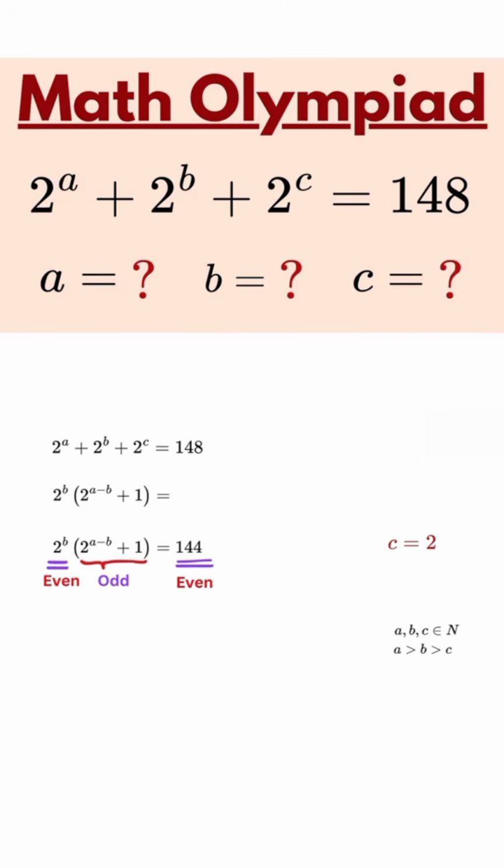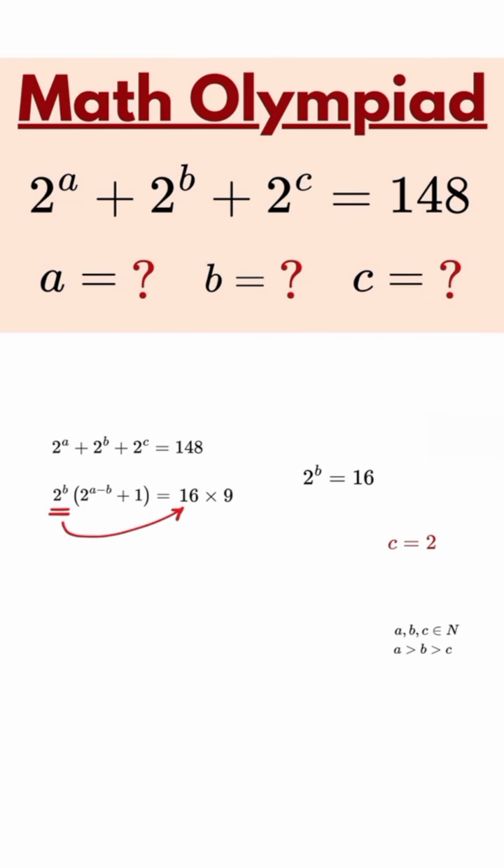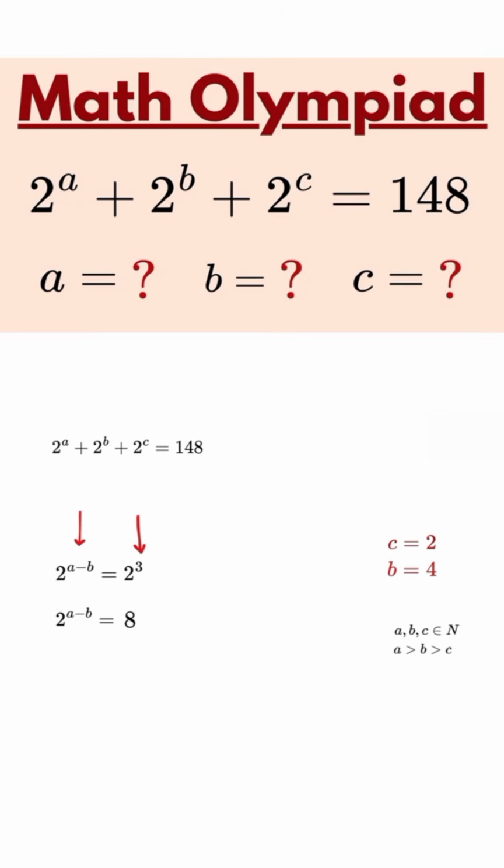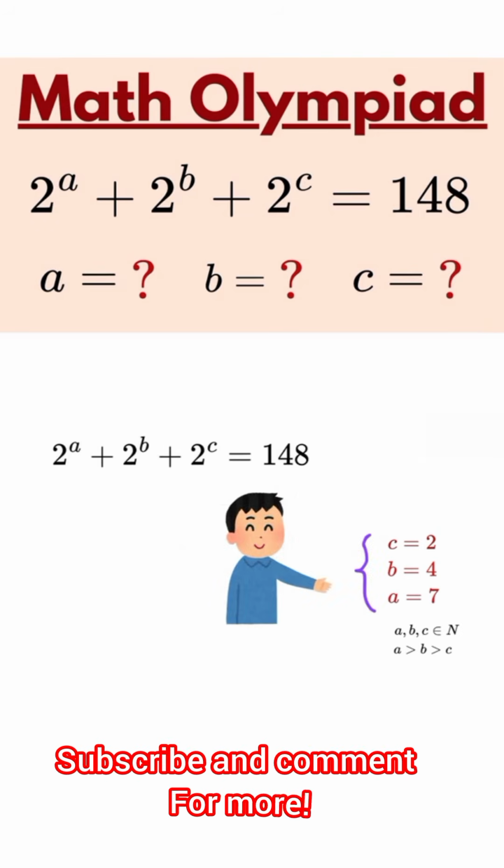I will save you some steps, and we can write 144 as 16 times 9. So, 2 to the b will be 16, which can be written as 2 to the 4, and thus b equals 4. Then 2 to the a minus b plus 1 equals 9. Take 1 this side to get 2 to the a minus b equals 9 minus 1 or 8. We are almost there. Write 8 as 2 cubed, and therefore when we compare both of them, we get a minus b equals 3, so we get a equals 3 plus 4 or 7, and that's it. These are the values of a, b, and c.